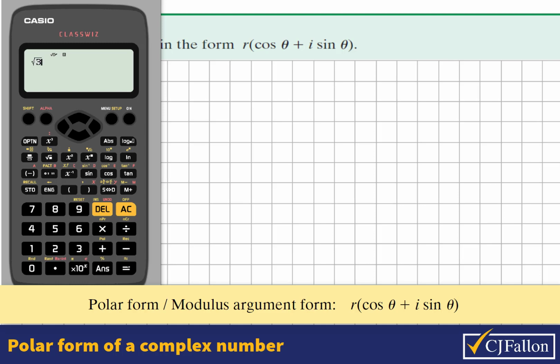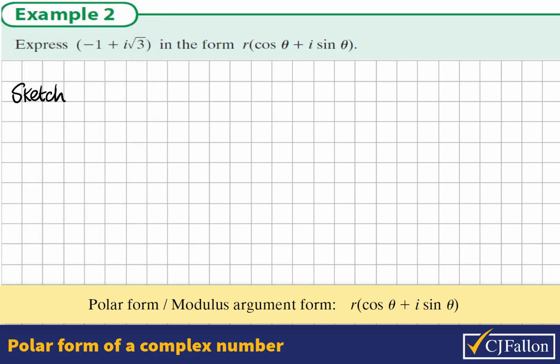Root 3 has the value around 1.73, so it gives a sense of where it is in the Argand diagram. So here, the real part is going to be -1, and the imaginary part is positive root 3 i.